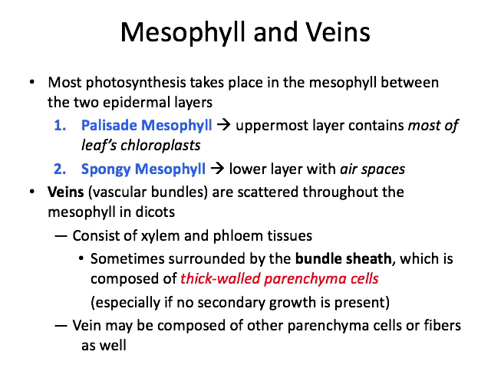So now we're looking at all of the space inside of the leaf. The veins are the vascular bundles that contain the xylem and the phloem tissues, and we tend to see these scattered throughout the mesophyll in most dicot species. Sometimes the vascular bundles are surrounded by a bundle sheath, which is composed of thick-walled parenchyma cells. Veins may be composed of other parenchyma cells or fibers as well.